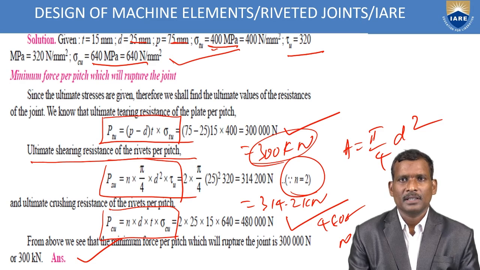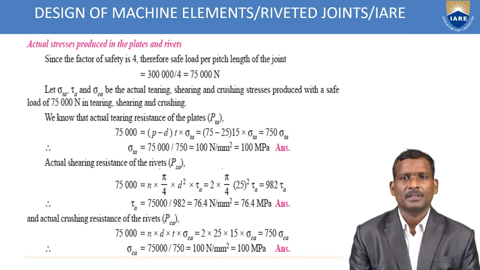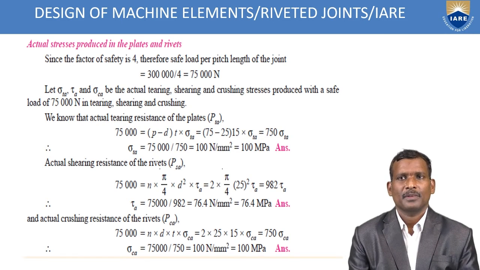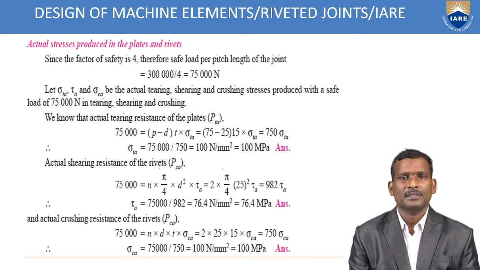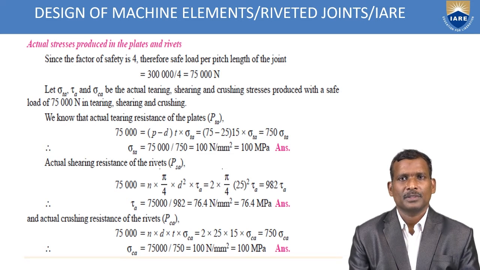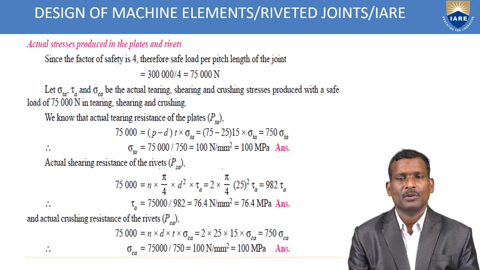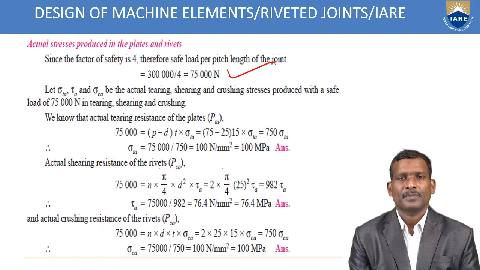The second part: he has asked for the actual stresses produced in the plate when it is subjected to a load with a factor of safety of 4. Therefore, first calculate the safe load per pitch length of the joint. Here the load is 300 kilonewtons, so the safe load is 300 kilonewtons divided by 4. That gives the actual or safe load, which is 75,000 Newton.